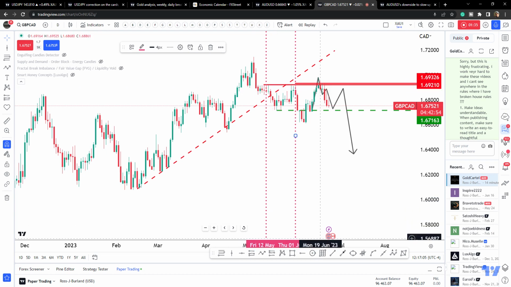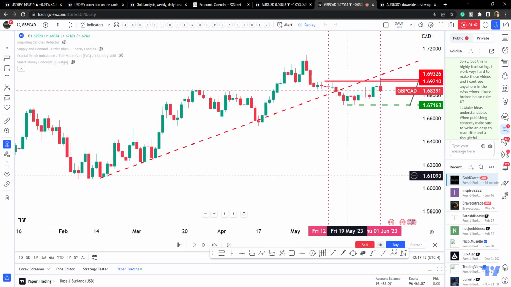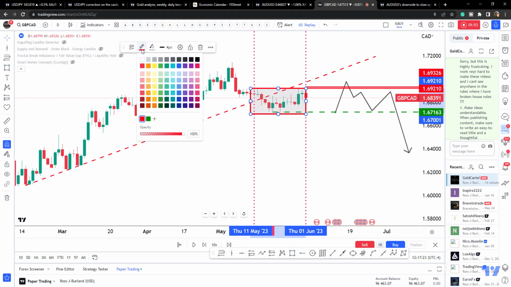So this was a consolidation. Well, let's just even go back. Let's rewind. So this was consolidating. This was creating liquidity either side of the range. So you've got stops above, stops below. At the time that was supportive.